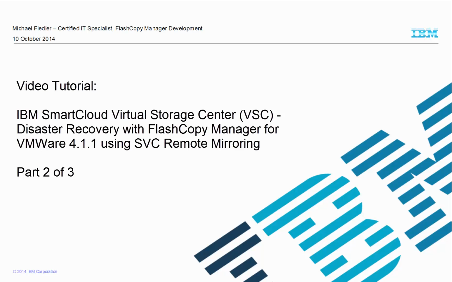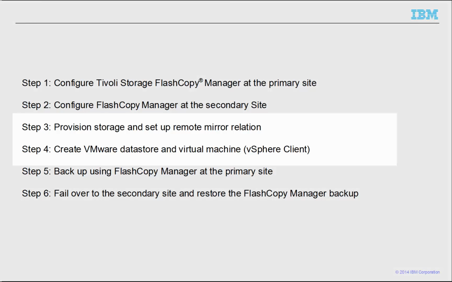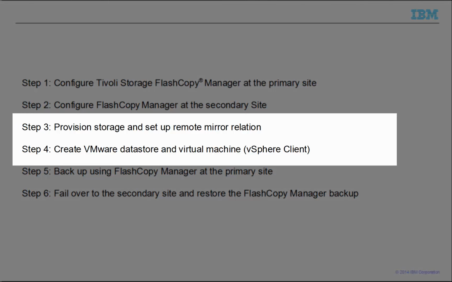This video is the second in a three-part series that demonstrates how to use Tivoli FlashCopy Manager for a disaster recovery in an IBM Smart Cloud virtual environment. In this video, I will demonstrate using Tivoli Storage Productivity Center to provision the volumes to the ESX hosts, and then using the SVC user interface to configure the remote mirror relationship between the volumes, and finally using the vSphere client to configure the VMware environment. Let's get started with the second video in this series.